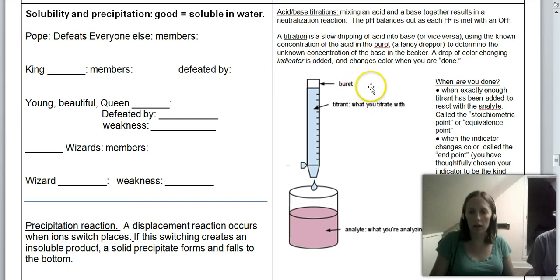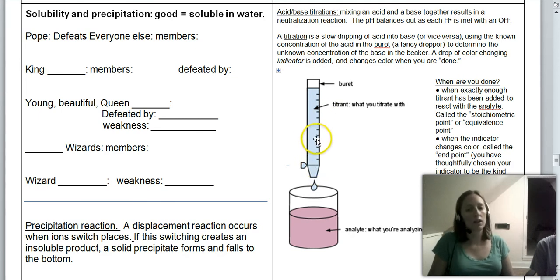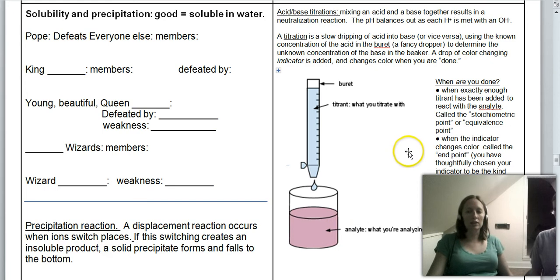So there are a couple of important words. The glass thing that you drip with is called a burette. The stuff that you are dripping in is called the titrant. The stuff that you are dripping into and analyzing is called the analyte. And then there's two things that you need to think about when you're deciding when you are done.